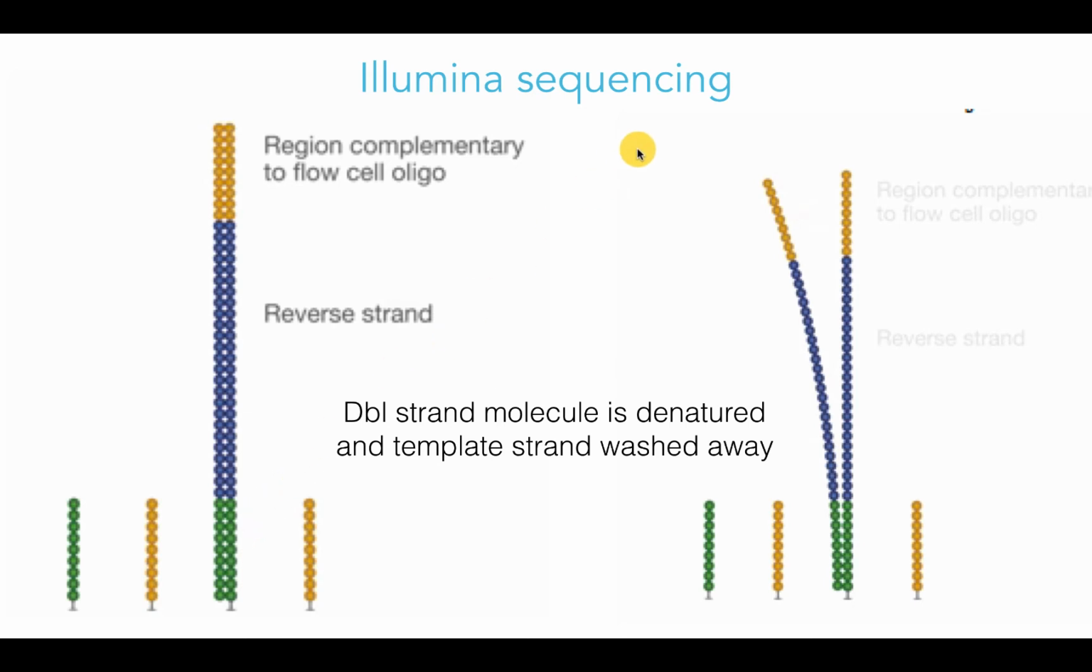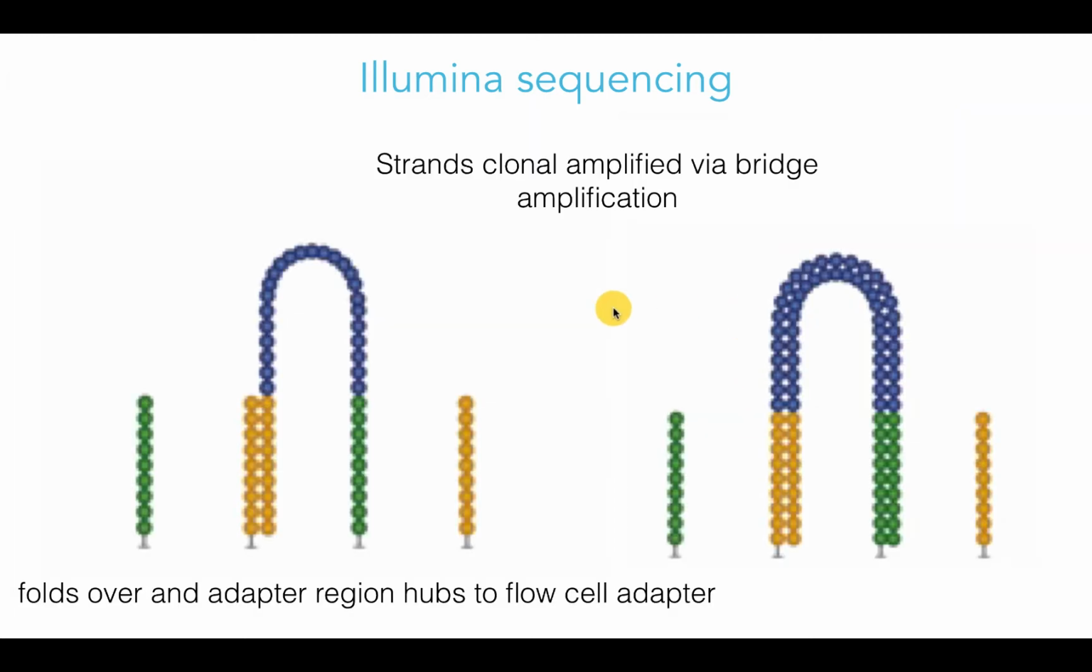And so the first step is you start doing a bunch of washes across this flow cell. And so you wash away one strand so that you're left with a single strand that now wants to hybridize or pair with something complementary. So it bends over and pairs with the other side of the adapter. And you end up with this bridge.